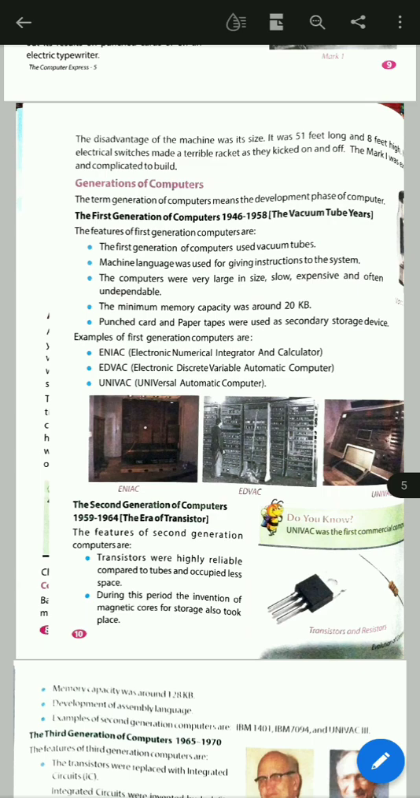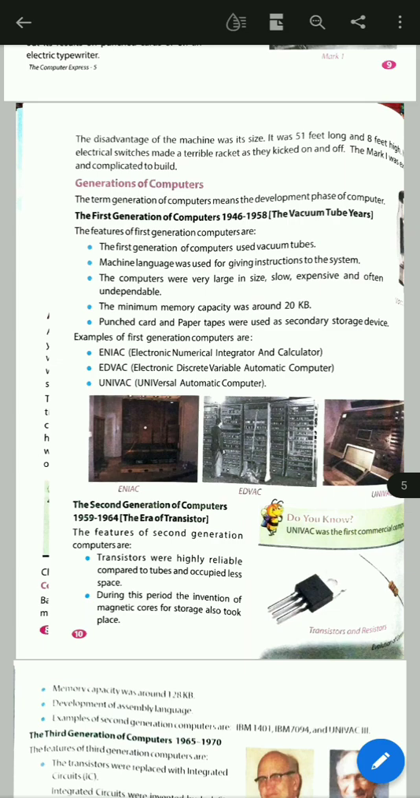The minimum memory capacity was around 20 kb at that time. Punched cards and paper tapes were used as secondary storage devices.